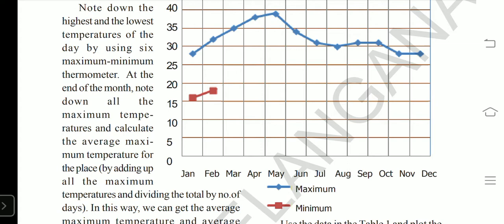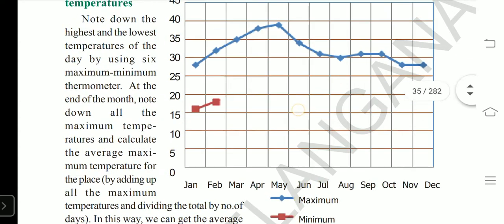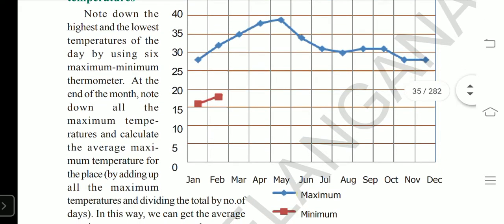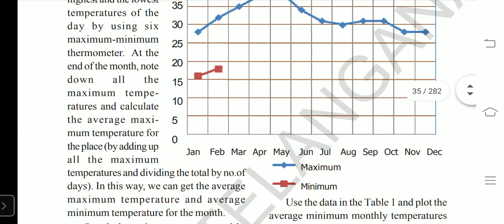The months are given on the x-axis, from January to December, and the temperature on the y-axis. So how do we note down the temperature? Note down the highest and lowest temperature of the day using a maximum-minimum thermometer. At the end of the month, note down all the temperatures and calculate the average maximum temperature for a place.